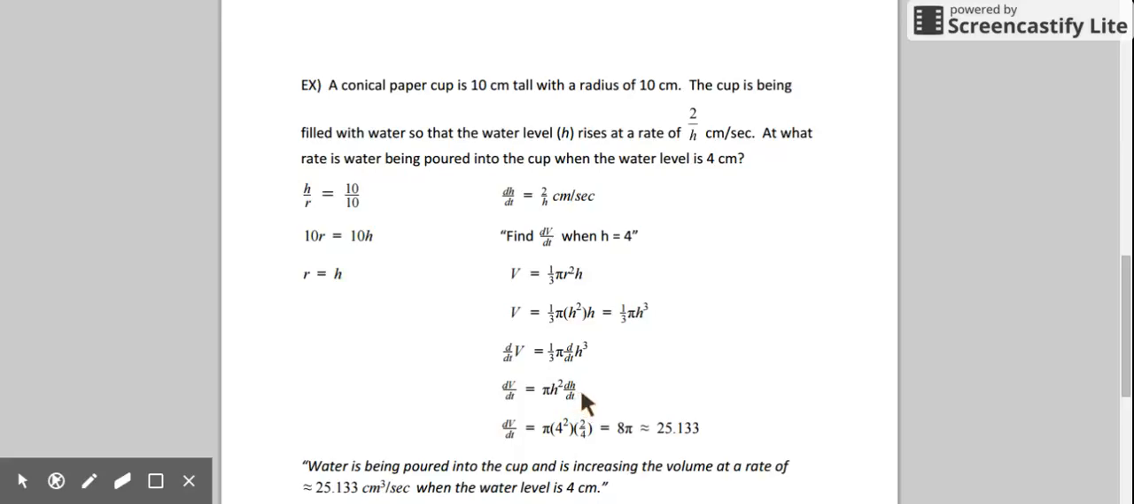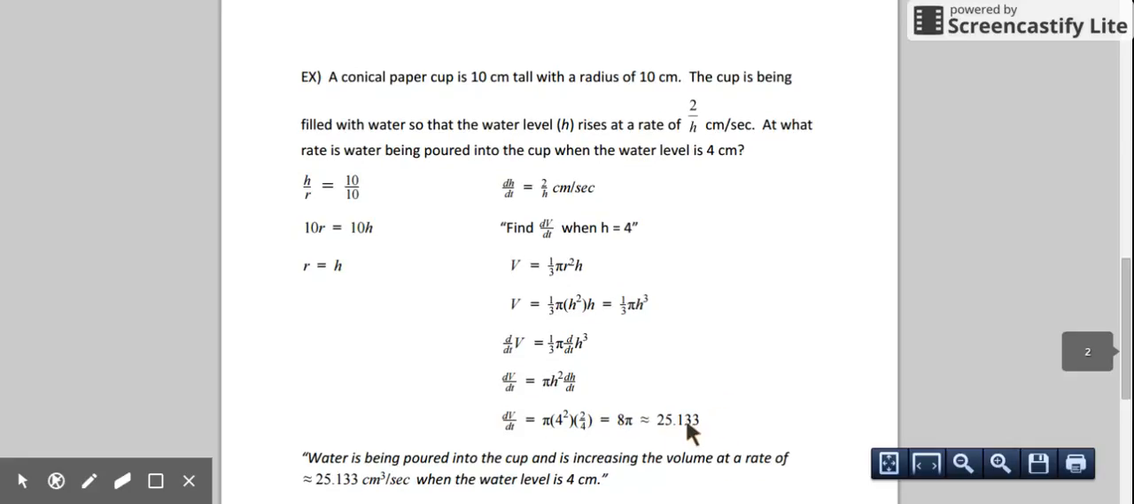So now we can just substitute the values that we know. We know that H is going to be 4, so substitute 4 into the H spot. We know that the change in height with respect to time is 2 over whatever H is at this exact moment. So 2 over 4 is what we're going to substitute for dH/dt. So I have 4 squared divided by 4, well, that's just 4. And 4 times 2 times pi is 8 pi. And then we can find the decimal equivalent, round to 3 decimal places, and get approximately 25.133.